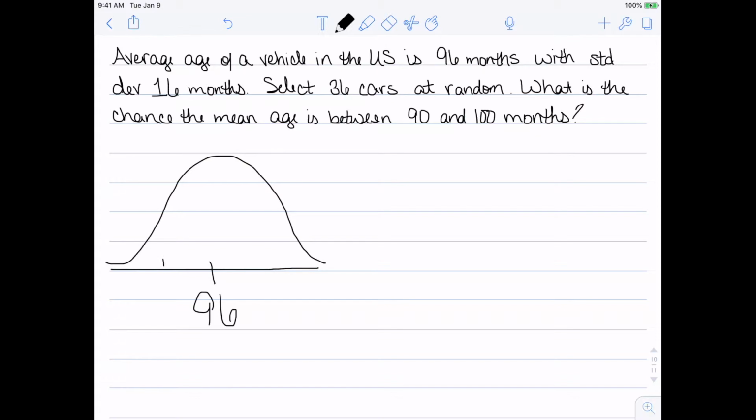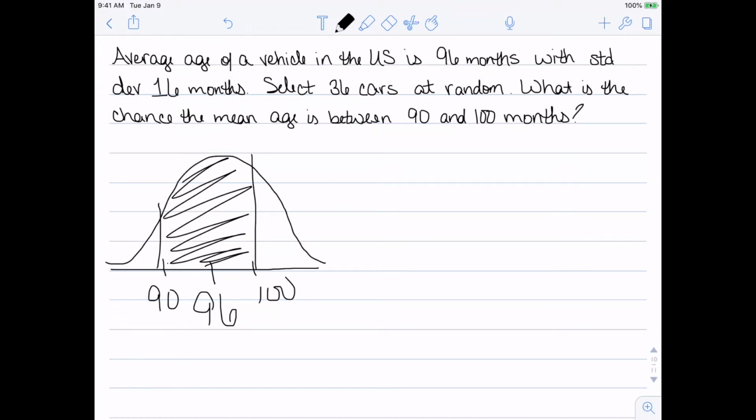We know the mean is 96, and we want to know the chance it's between 90 and 100. When I'm given 2 values and I'm looking for between, we need to subtract the biggest minus the smallest. So we're going to start with normal of the mean, which is 96. The standard deviation, which is the original standard deviation divided by the square root of the sample size, so 16 over square root of 36. And then we need our value, and for this we need the bigger of the 2 values, 100. We're then going to subtract the lower value. So our mean and standard deviation is still the same. The only thing that changes is our value changes from 100 to 90.